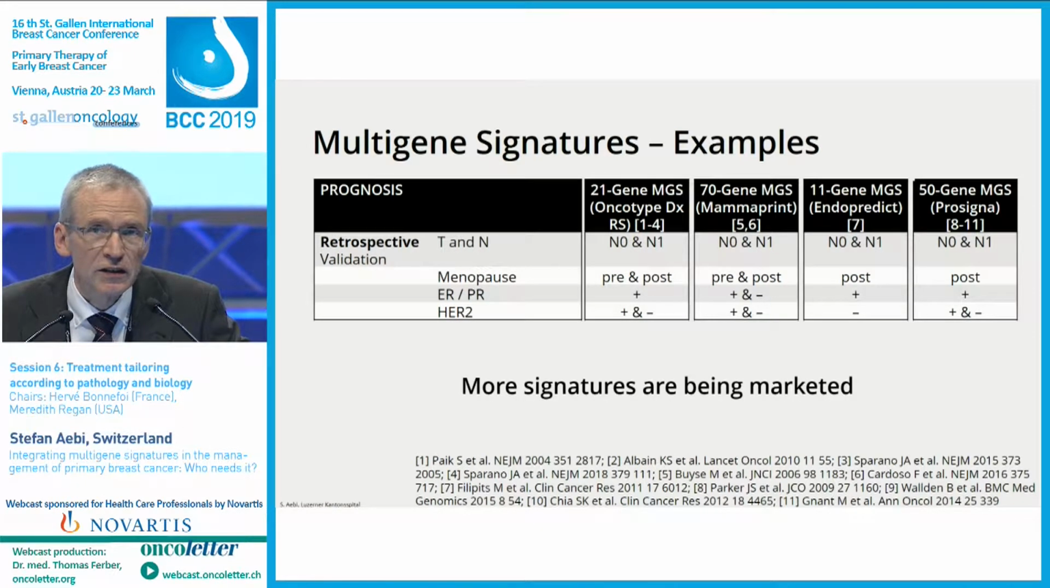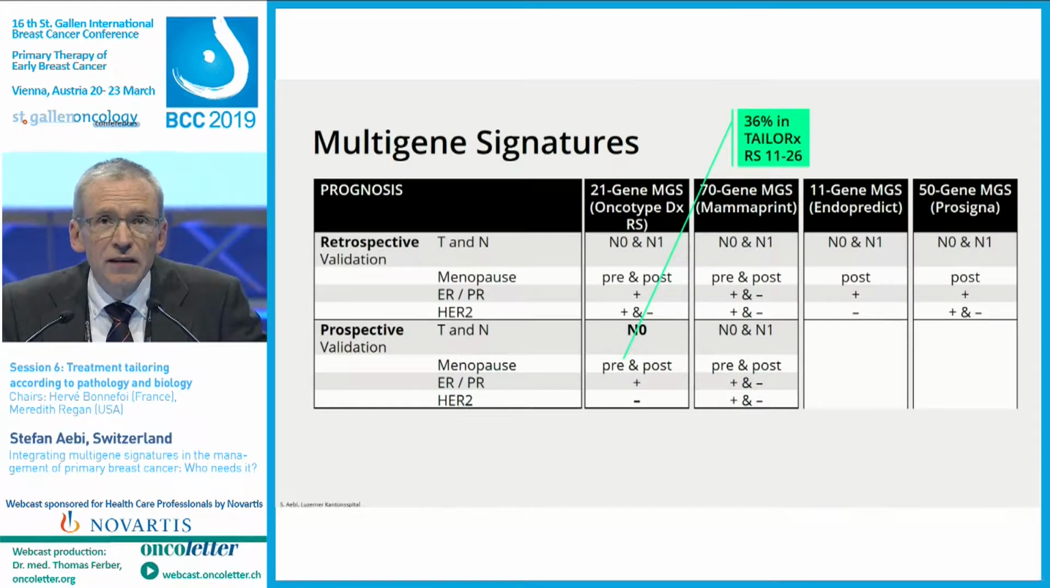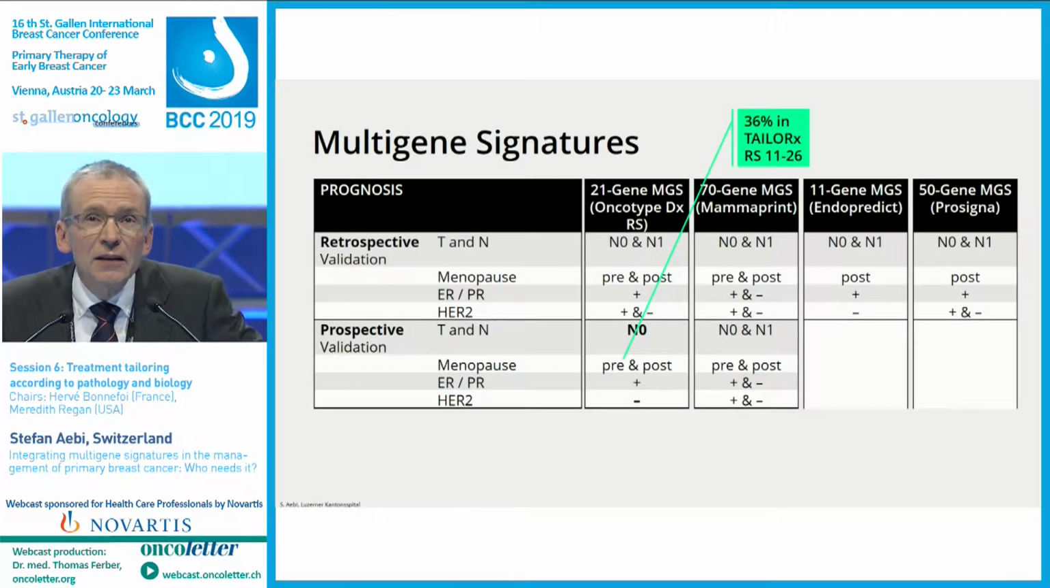Of course, more signatures are being marketed. I've just chosen the ones that are most popular in Europe. In the prospective validation, you see that there are differences. For instance, in TAILORx, you have only N0 patients.